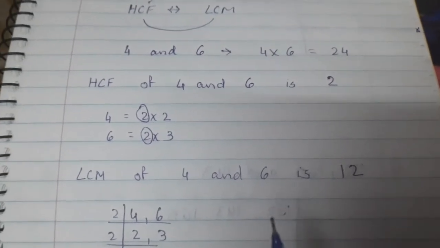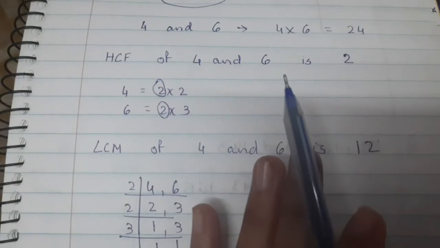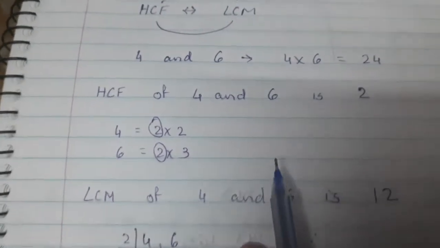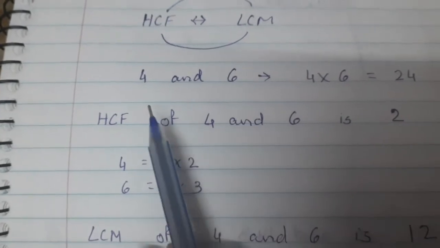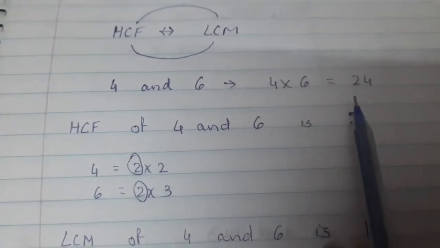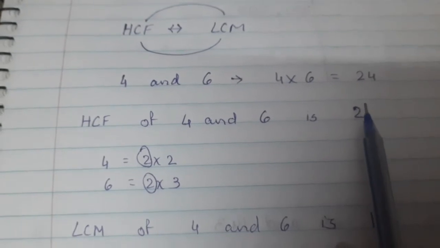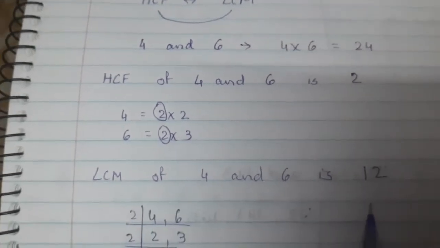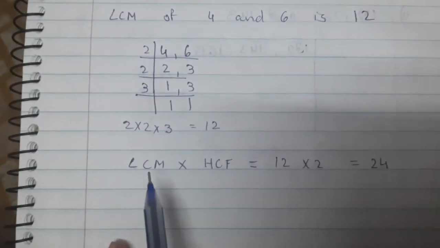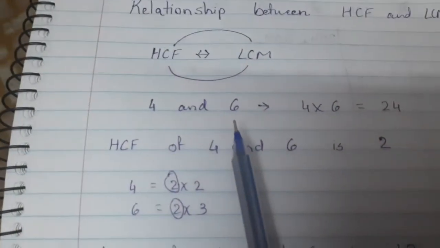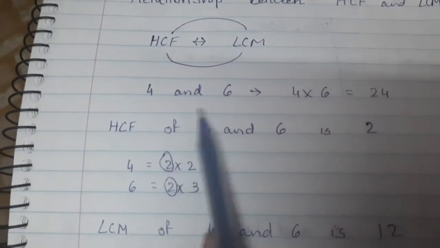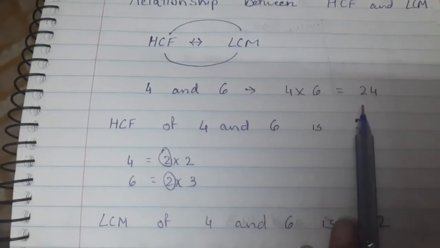Now there is one relationship between HCF and LCM. Our question is 4 and 6. If we multiply our two numbers, what do we get? 24. In the same way, if we multiply HCF and LCM, we will get 24. Here you can see HCF multiplied by LCM gives 24, and the multiplication of the two numbers for which we found HCF and LCM also comes out the same.